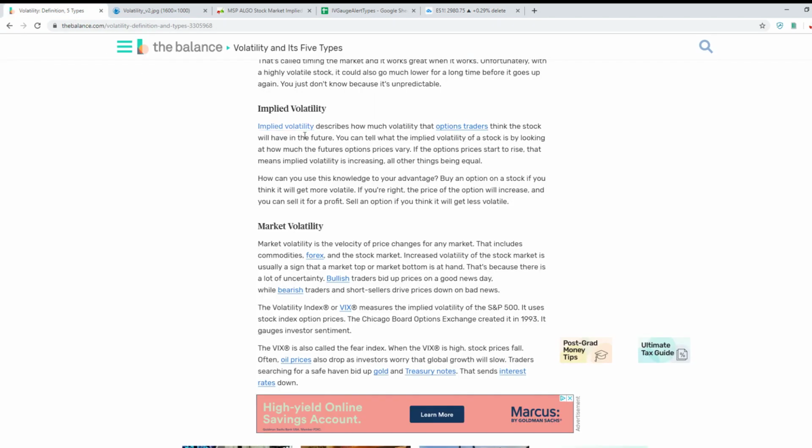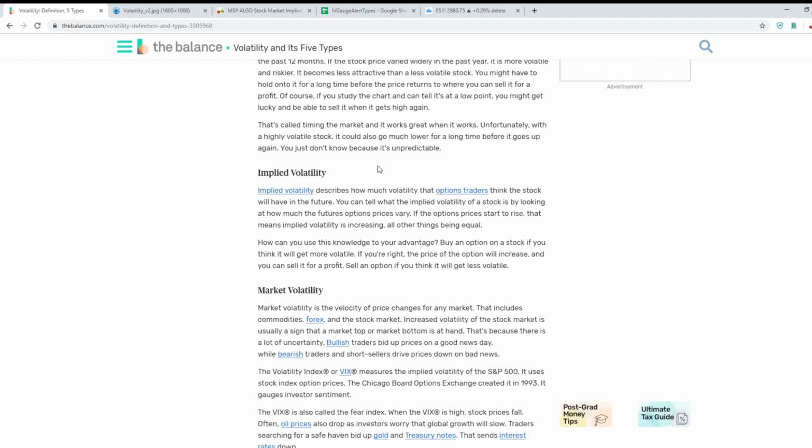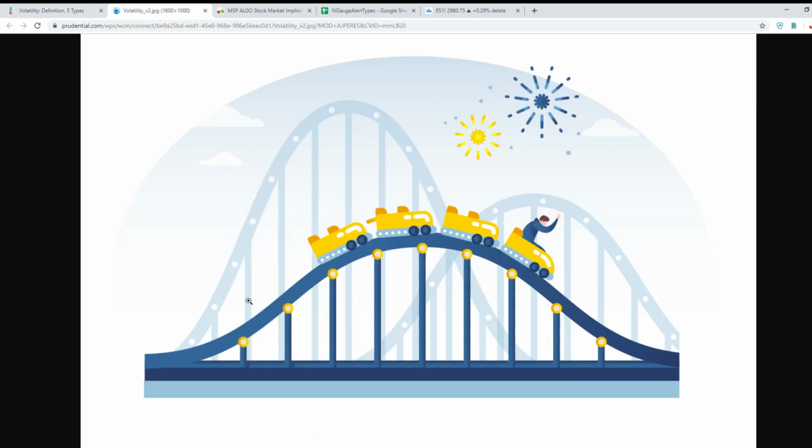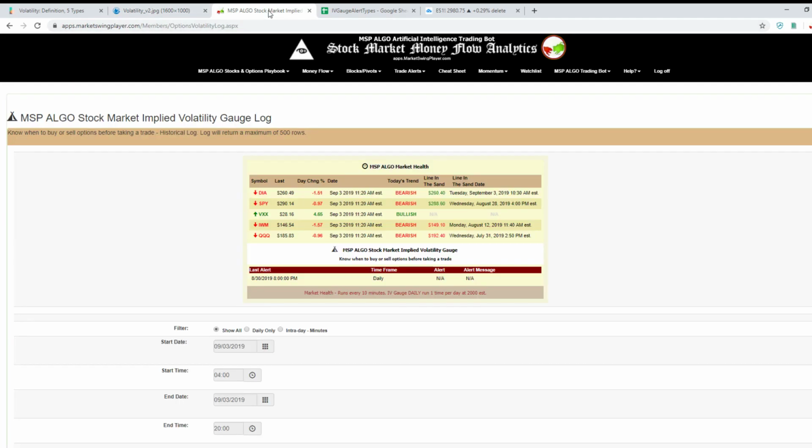So we understand what implied volatility is and market volatility. And we understand that volatility is the movement of price changing rapidly. Okay? That is the key, rapidly. So that's what the MSP ALGO Stock Market Implied Volatility Gauge Log does. It monitors the volatility of the stock market from an implied perspective.